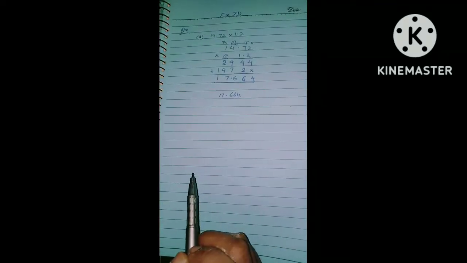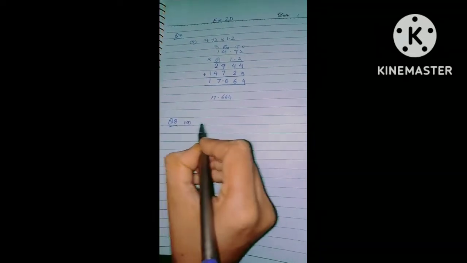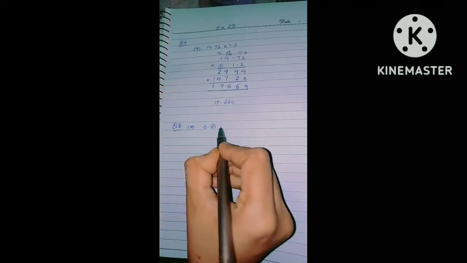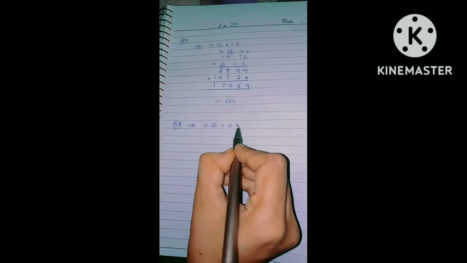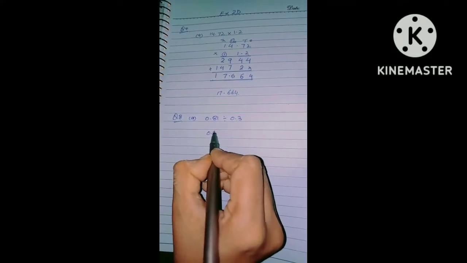Okay students, now I'm going to explain question 8. The question is: find the value of each of the following. Here you can see that the numbers are being divided. There are 2 methods to solve them, but I'm going to explain the method of how you can remove the decimal to cancel the numbers. The first part is 0.81 divided by 0.3.